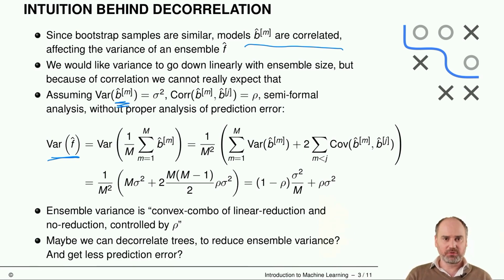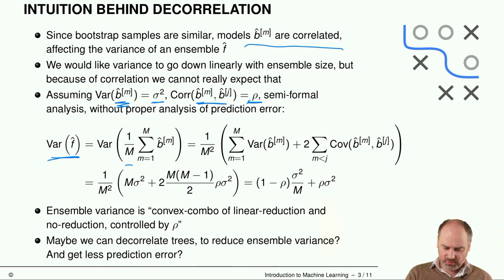So this here is of course a function, but these base learners I'll treat here as a scalar random variable. And I'm assuming they all have the same variance sigma squared. And I'm also assuming they have a fixed correlation between any two of them. That correlation I'll denote by rho. What is now the variance of our ensemble f hat?